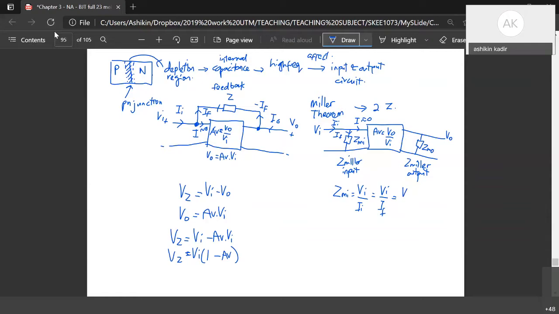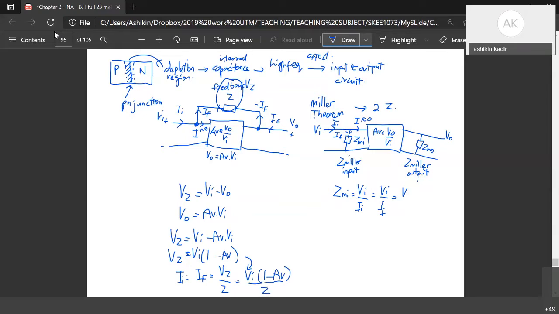Oh, sorry, here I forgot to write. II equals IF equals this one. You have VZ over here, so IF equals VZ divided by Z. Okay, so we replace this into the equation. So we get VI over (1 minus AV) divided by Z.